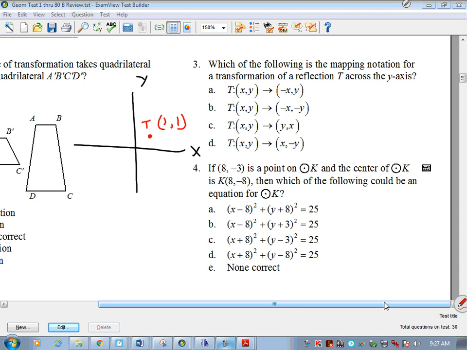Anybody know? Am I going to the left or am I going down? To the left, okay? So I'm going directly across to the left. So that's T prime. What would it be? Negative 1, 1. So what you need to see is, what happens to the x value? It changes to a what? A negative. But we keep the number, right? All we did was change the sign. Did the y value change? So when we map across the y-axis, our x value becomes opposite, our y value stays the same.